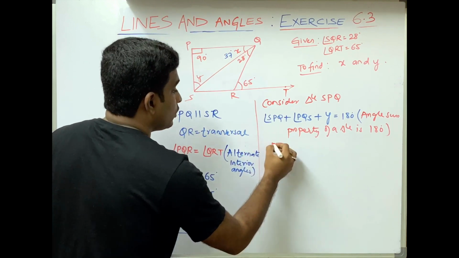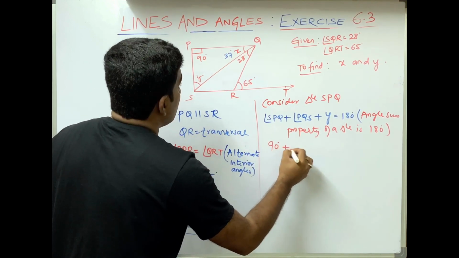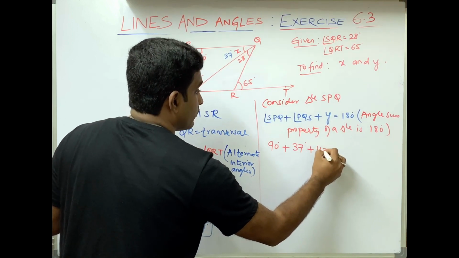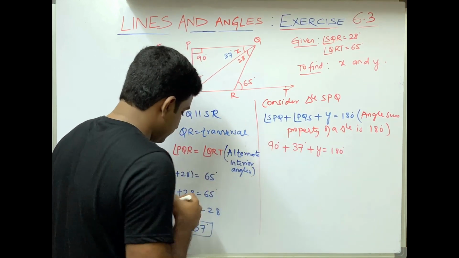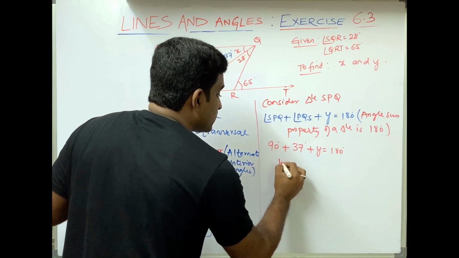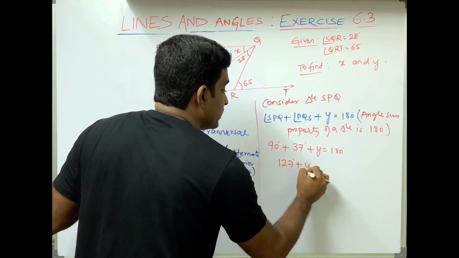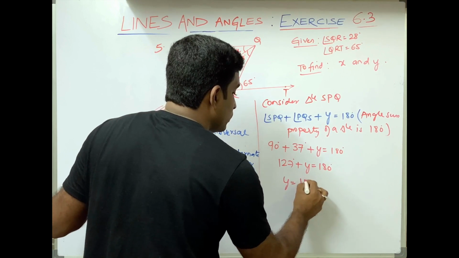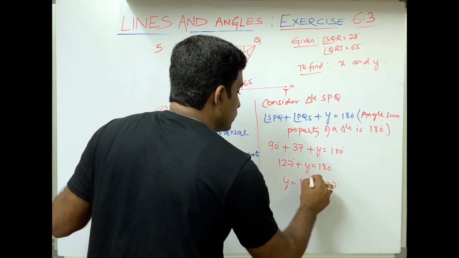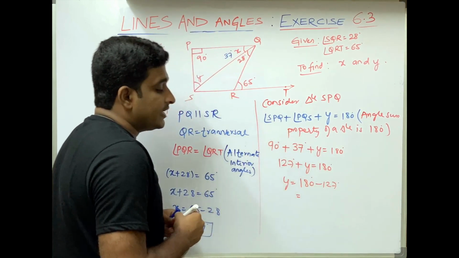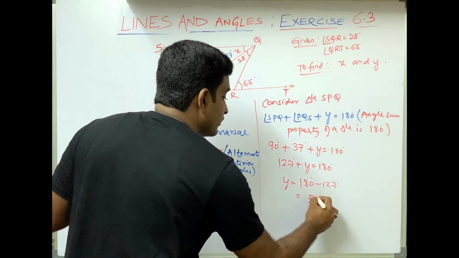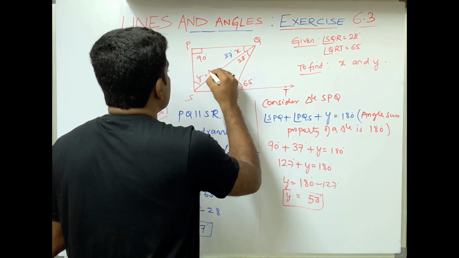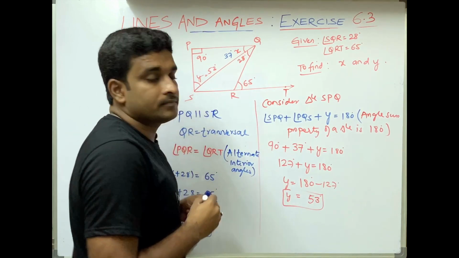Angle SPQ we know as 90 degrees. Angle PQS we just found as 37 degrees plus Y equal to 180 degrees. 90 plus 37 will be 127 degrees plus Y equal to 180 degrees. Then Y equal to 180 minus 127 degrees, which gives 53 degrees. Then angle Y is equal to 53 degrees. Clear?